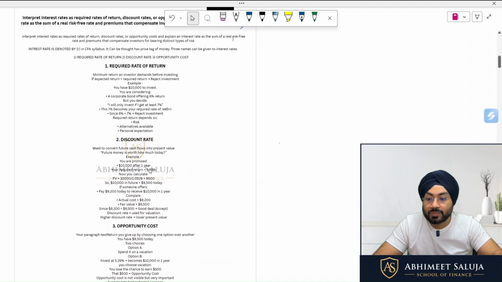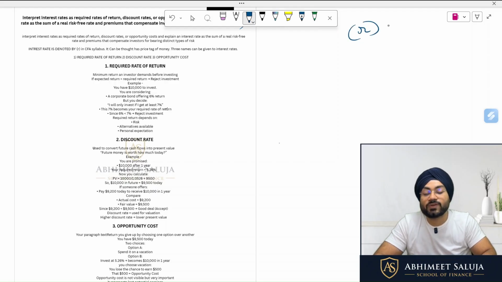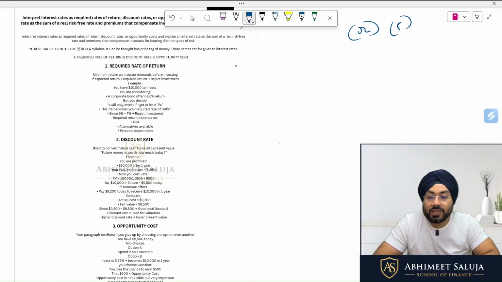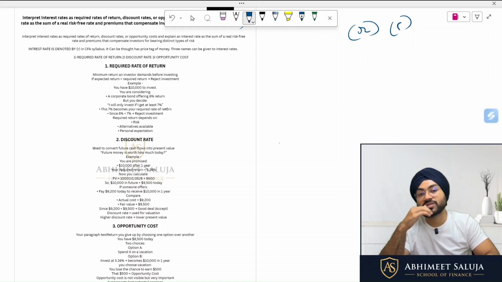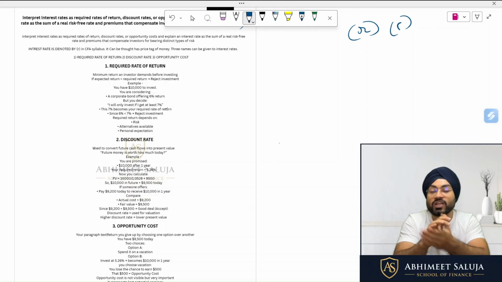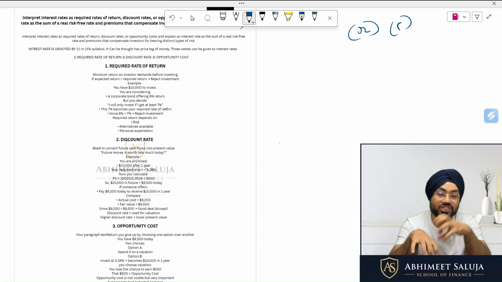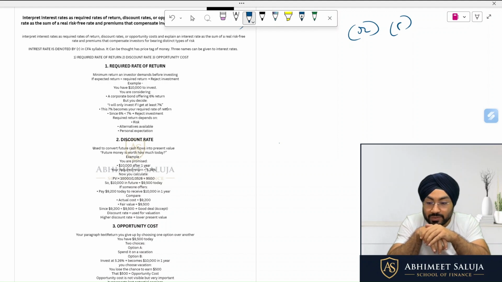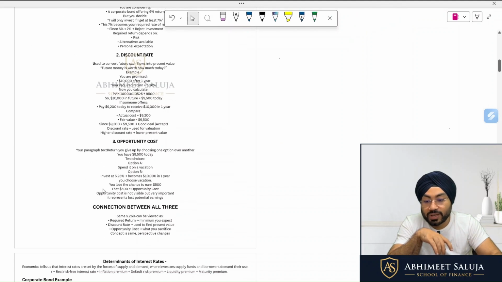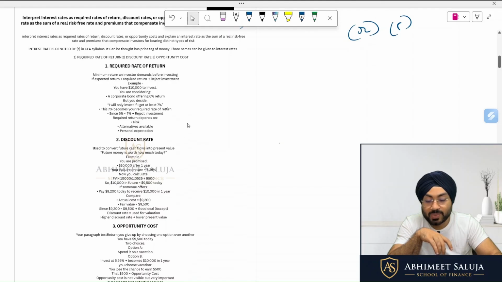So let's just start. Interest rate is often denoted by R in your CFA syllabus, either this R or this R. It can be thought as price tag of money. If price tag is expensive, that means interest rate is higher, it is expensive to borrow money. If price tag is low, interest rate is low, it is cheaper to borrow money. Three names are given: required rate of return, discount rate, and opportunity cost. Let me just explain it once again to you.